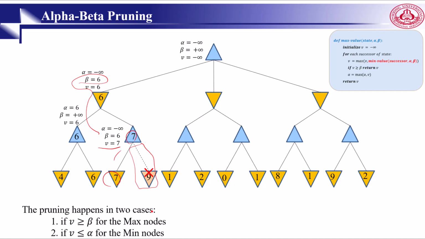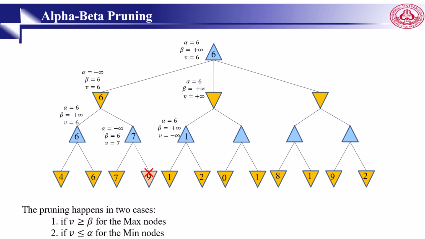We say if we are at the max node based on this condition and beta is less than v, then we do pruning, right? So based on the definition that we have, the next node is either greater than 7 or less than 7. If it is greater than 7, it will not be selected in this round. If it is less than 7, it will not be selected here. So this is one pruning. Then we go and 6 will be here. Then we go for the next.